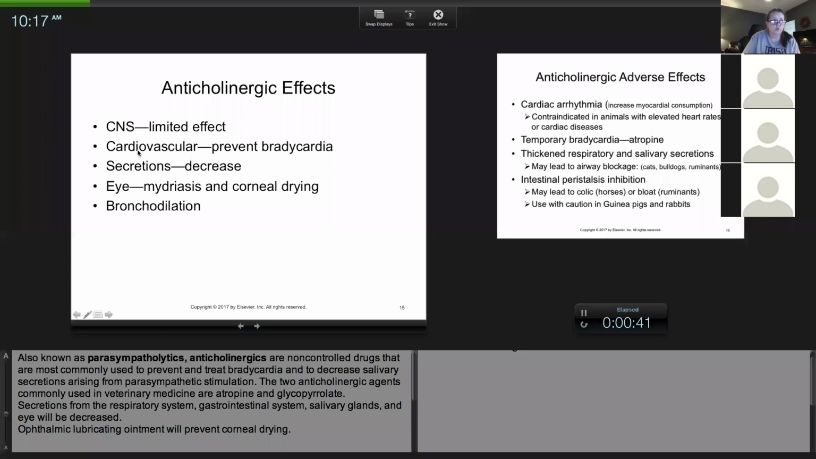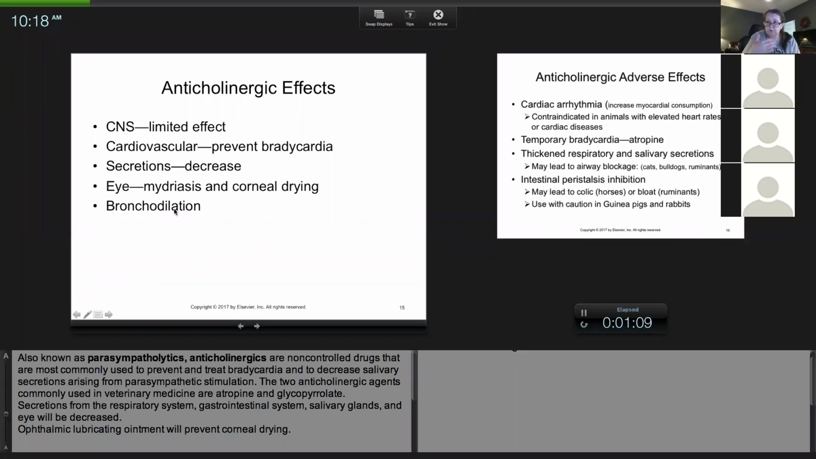And it's going to dry up secretions. Now, because it dries things up, it may also dry up the eye and cause some corneal drying. So if you have a patient that has dry eye already, or keratoconjunctivitis, KCS, if you learn that with your eye diseases, then that can be an issue. And it's also going to cause some bronchodilation.